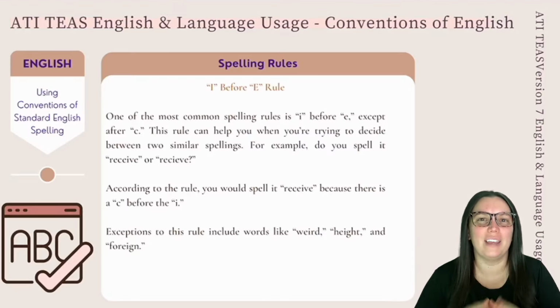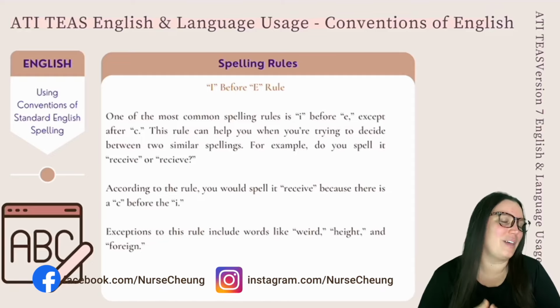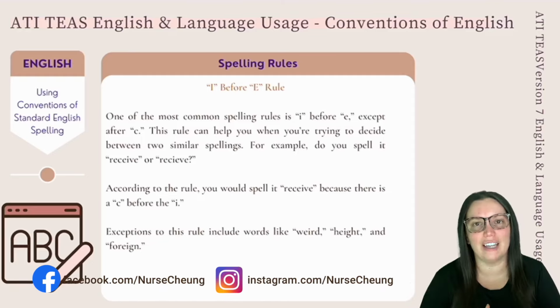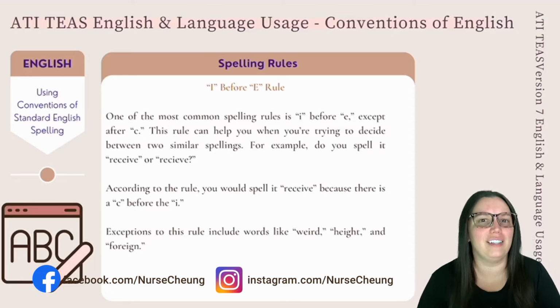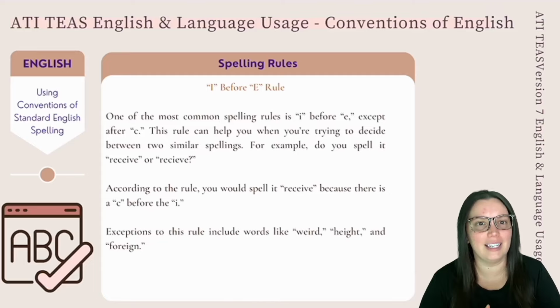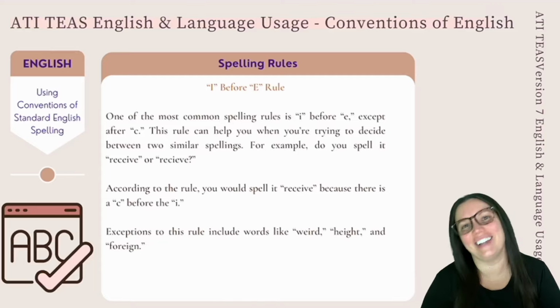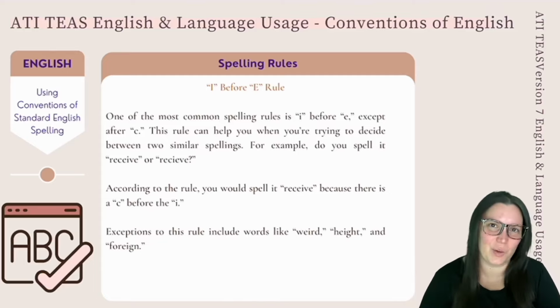So we begin with our spelling rules. There are many common spelling rules that are taught, including I before E, except after C, drop the final E, double the final consonant, and change the final Y to an I. Let's take a closer look at each one of these.